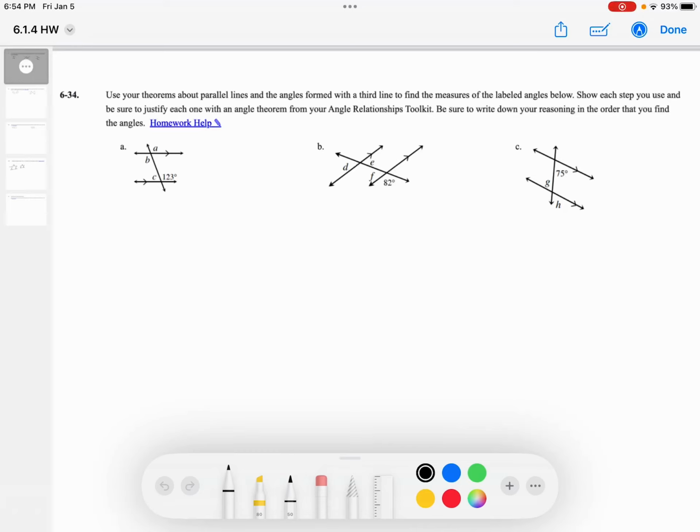All right, starting with problem 634. Use your theorems about parallel lines and angles formed with a third line to find the measures of the labeled angles below. Show each step you use and be sure to justify each one with an angle theorem from your Angle Relationships toolkit. Be sure to write down your reasoning in the order that you find the angles.